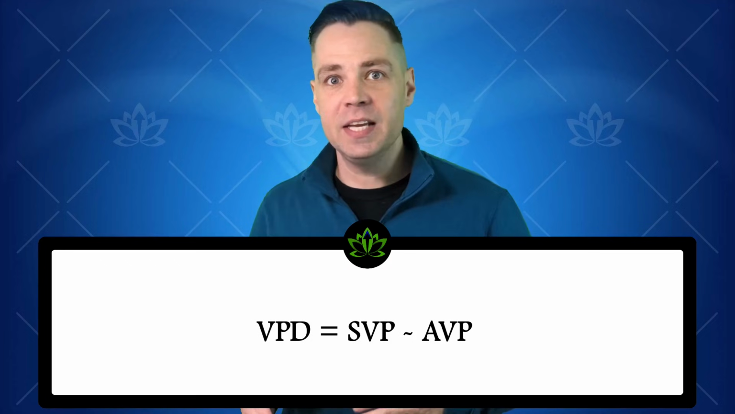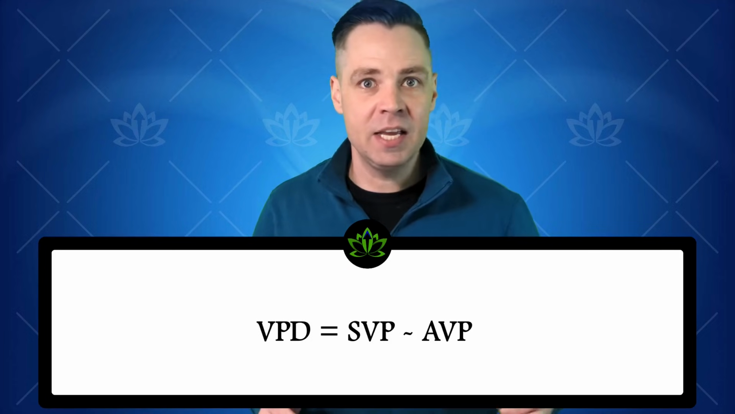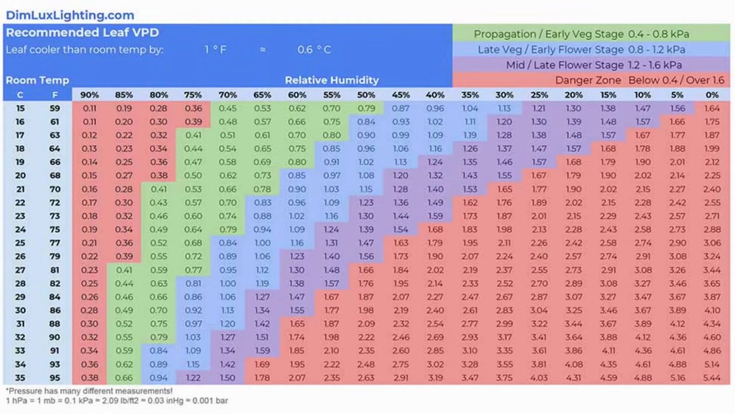So VPD equals SVP minus AVP. This tells you how much more room there is in the air for more water vapor. But don't worry about trying to figure out the values or doing the calculations yourself. You can just look at a VPD chart. I just want you to understand that VPD is the difference between the saturation vapor pressure, or more specifically the SVP of the leaf surface, and the actual vapor pressure of the air.